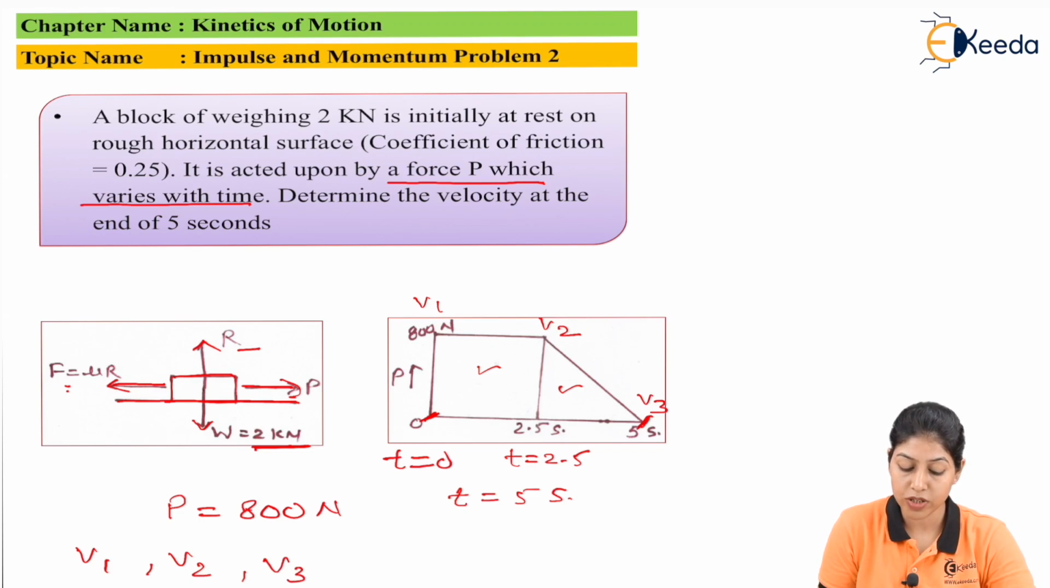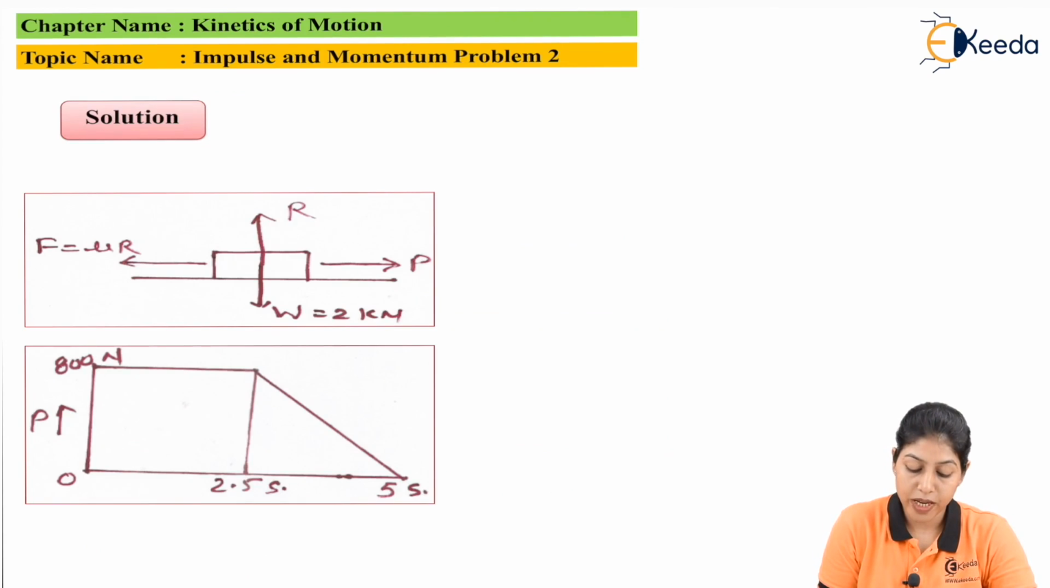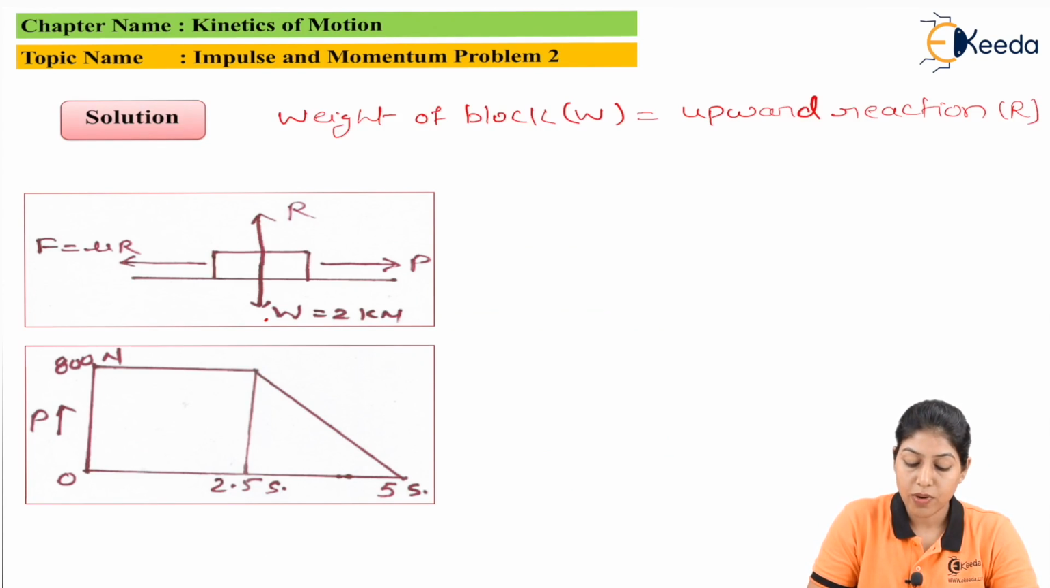So with the help of this force time diagram, the free body diagram and the concept of friction, we will find out the velocity at the final condition, or at the end of the 5 seconds. As you can see here, this is the free body diagram of the block, and as per this free body diagram, we can say the weight of the block, which is acting vertically downward, is equal to the upward reaction R. So W will be equal to R.